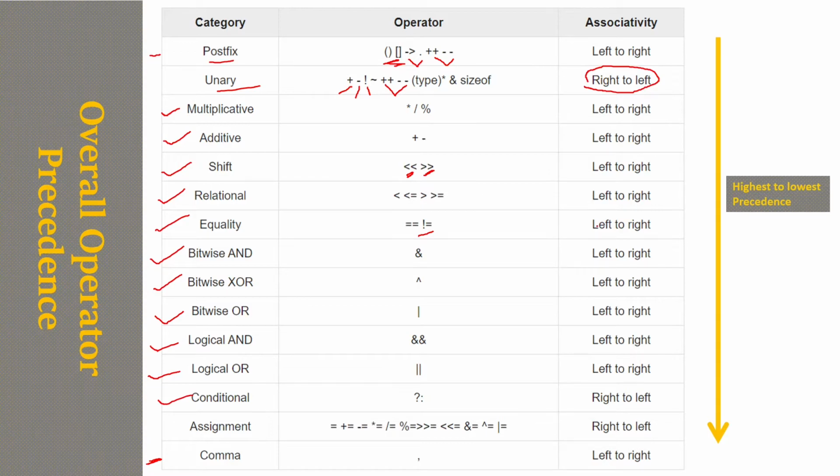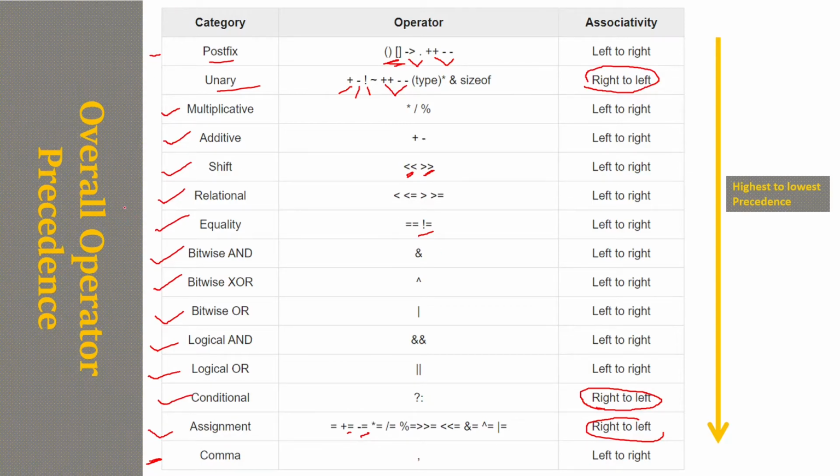As you can see, the conditional operator's associativity is from right to left. Then we have the assignment operator, whose associativity is also from right to left. In assignment, you can see the equals and the plus equals, which are the compound assignment operators. Here at the last, we see the comma, which is a special operator, and its associativity is left to right.